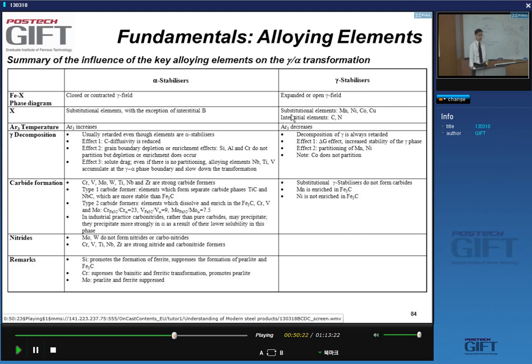What can we say about carbides? Well, relatively simple. They usually don't form carbides. And manganese partitions to the cementite, so you usually will find in most steels that manganese is present in the cementite. And it is interesting to know that nickel does not enrich in the cementite. So it stays in solution, basically.